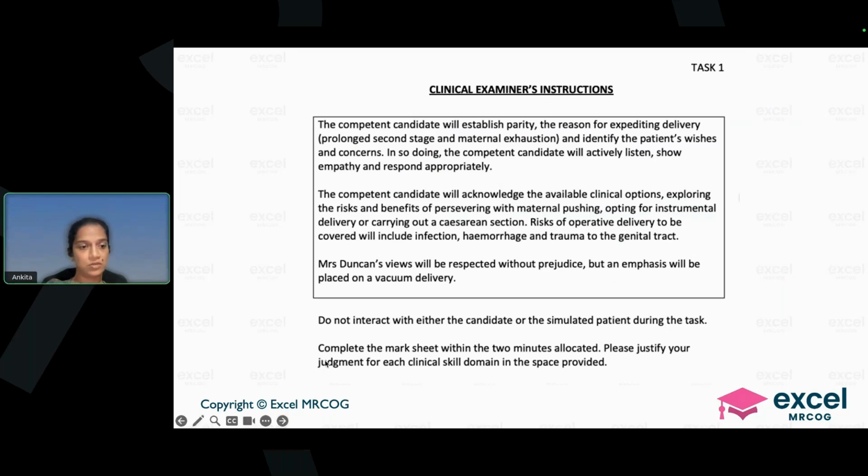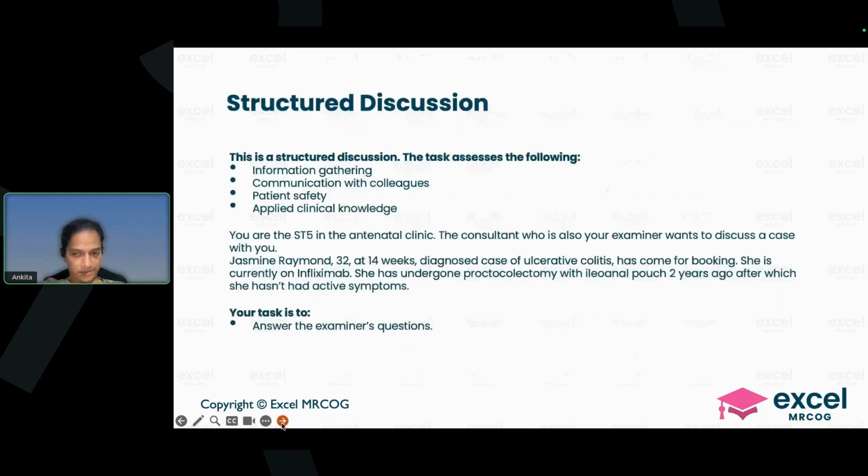Now let's move on to structured discussions. This is how your structured discussion would look. The body of the task says that you are the ST5 in the antenatal clinic, and the consultant, who is also your examiner, wants to discuss a case with you. Somebody at 14 weeks of gestation, diagnosed with ulcerative colitis, has come for booking and she's currently on infliximab. She has undergone a proctocolectomy with ileoanal pouch 2 years ago, after which she's not having active symptoms. So what are you going to do?